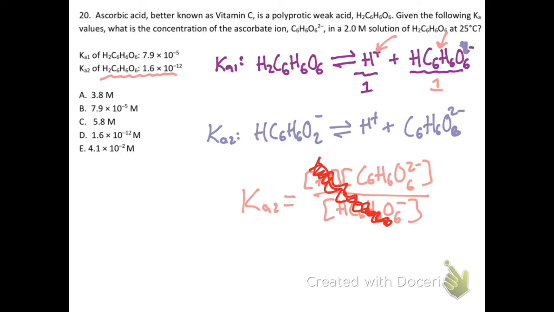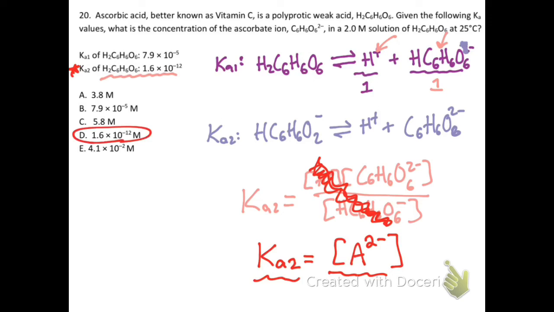And this actually works for any polyprotic weak acid. The concentration of the second conjugate base, I'm just going to say generically A 2-, is going to be equal to Ka2. So really, all we have to do is look at Ka2 and 1.6 times 10 to the negative 12. Great. That's actually our answer. So long story long, the concentration of the second conjugate base is just going to be equal to Ka2.